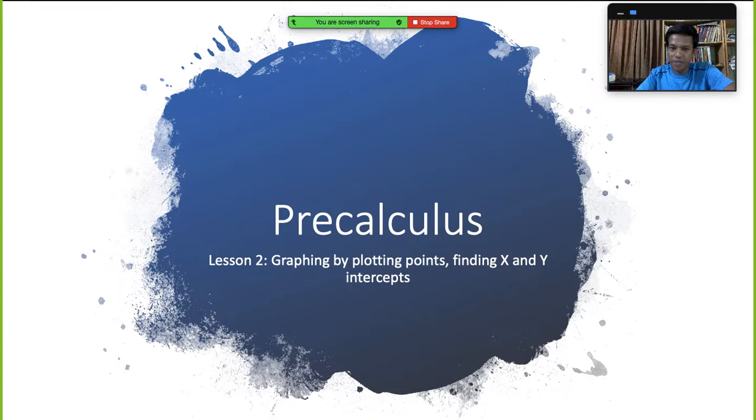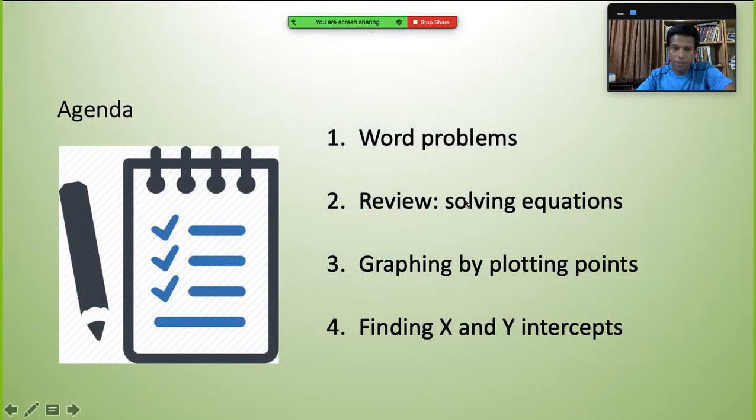This is our lesson 2, and in this lesson we will be discussing graphing by plotting points and finding x and y intercepts. So two major agenda: graphing by plotting points and finding the x and y intercepts. They are somewhat connected actually. So let's see, these are the agenda.